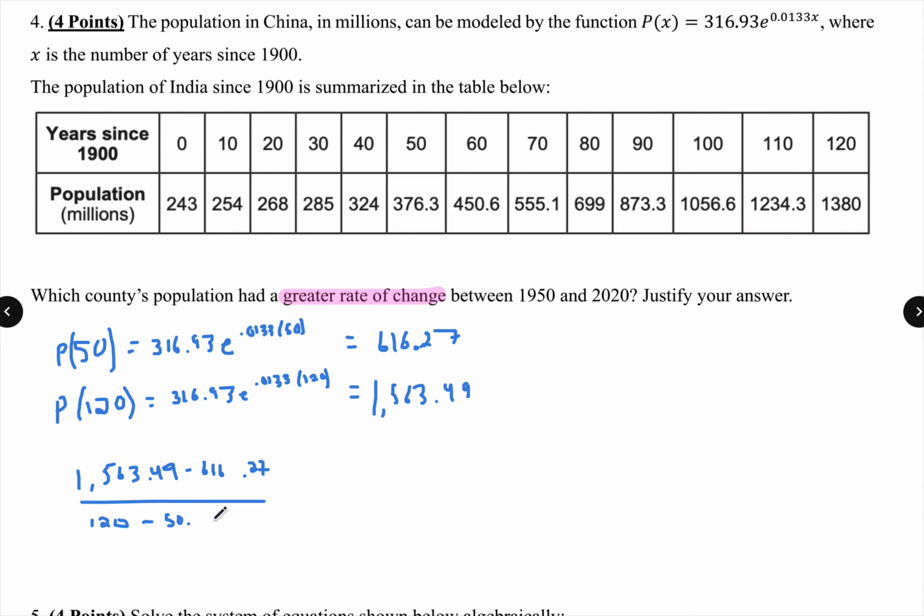Sorry, my hand is cramping up right now. What do I get? 947.23 divided by 70.